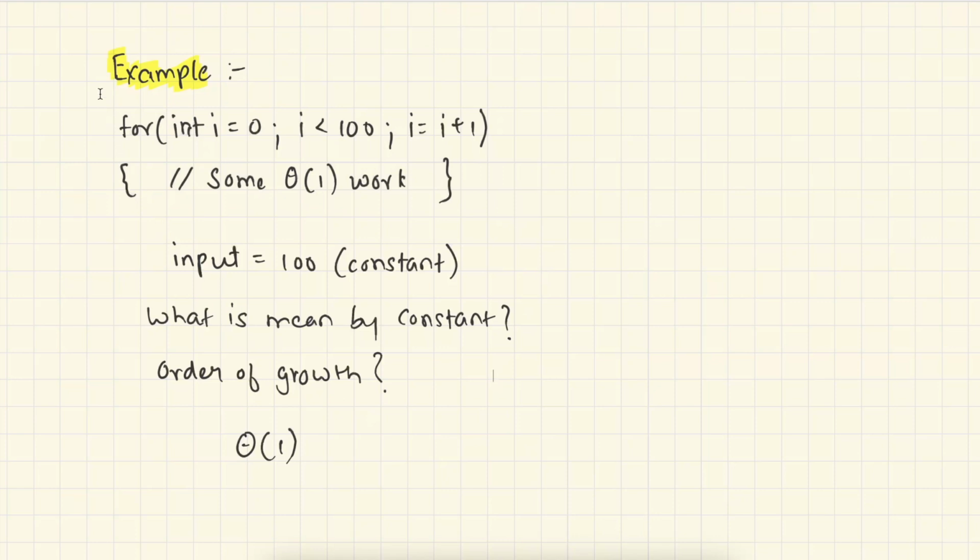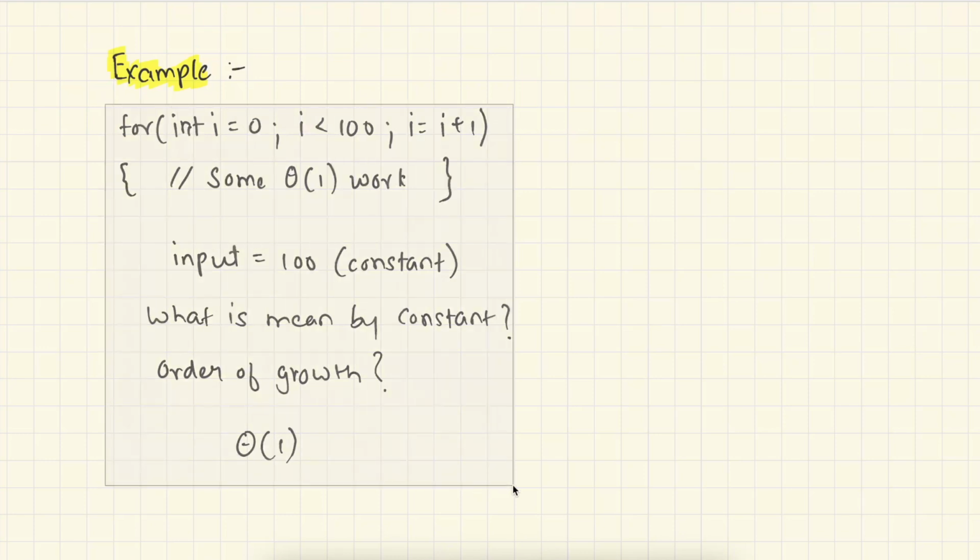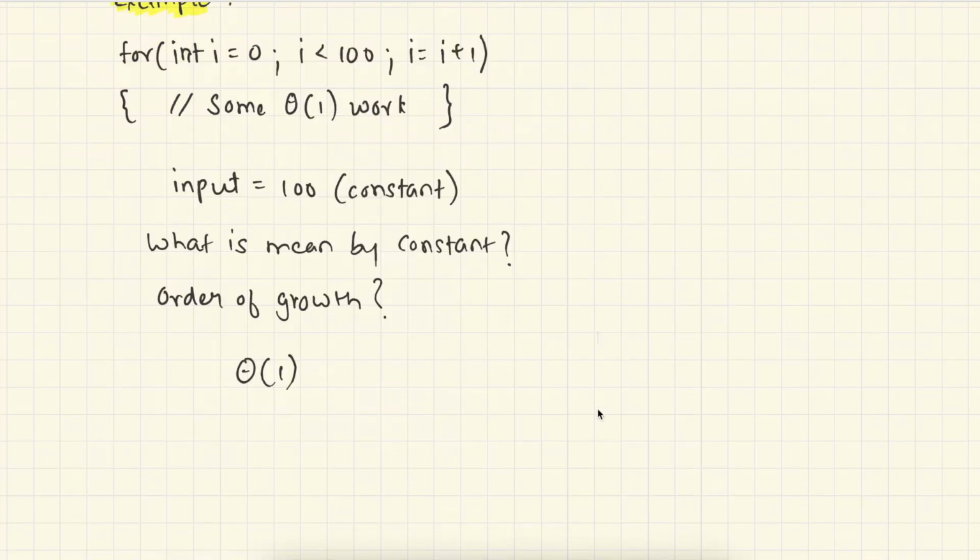As this for loop does not depend upon the input, the order of growth of this for loop is going to be constant. And how are we going to represent the order of growth of a constant in terms of asymptotic notations? For constant we use theta, because it is the exact order of growth. It means we are going to run this loop exactly from 0 to 99. So far so clear. Let's move on to our next example.